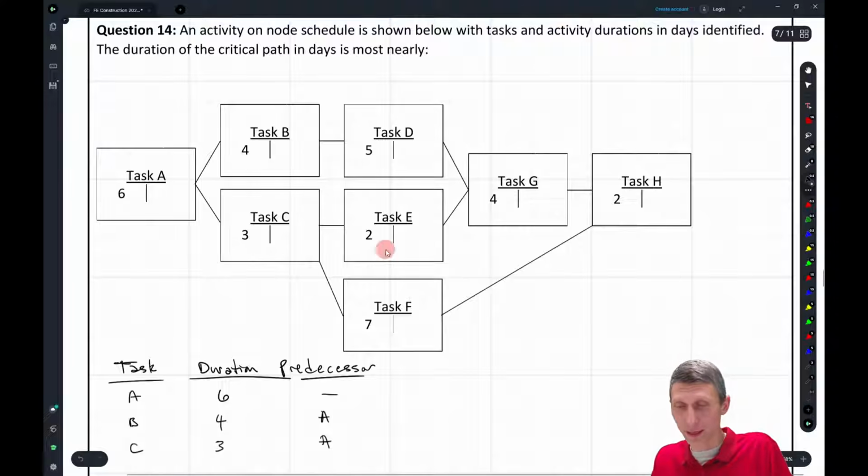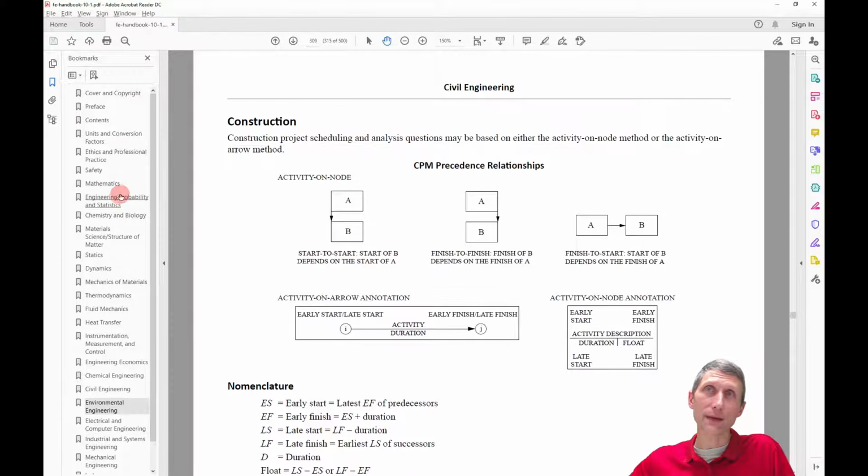And task C, again, here we have 3 days, the predecessor is A. So you might have something like that where you have to take this table and put it into a chart like this, right? But this is what we're given. We're given A through H, a bunch of different tasks, and these values here are the activity duration. I set this up already so that it matches this, but this is where we have early start, early finish, duration, float, late start, and late finish.